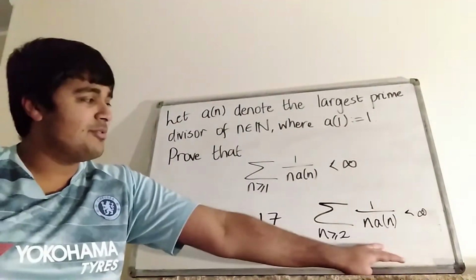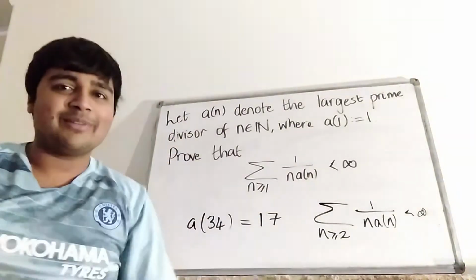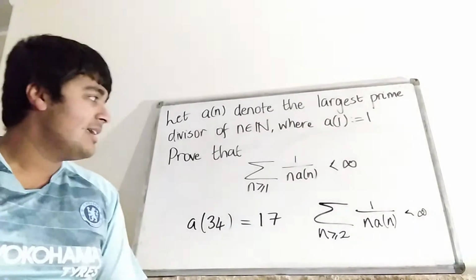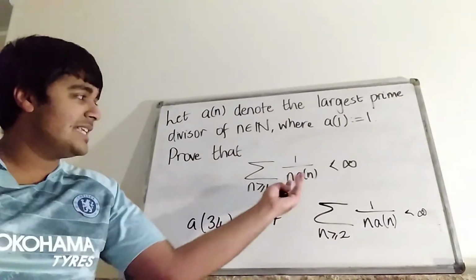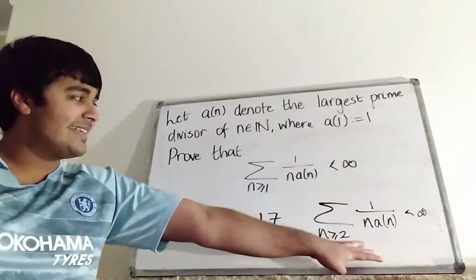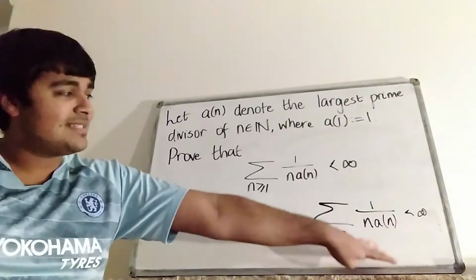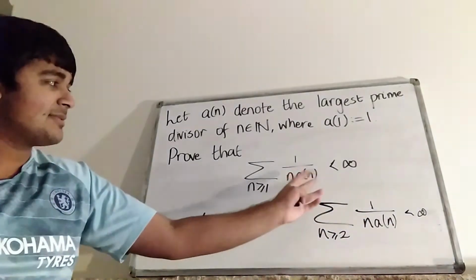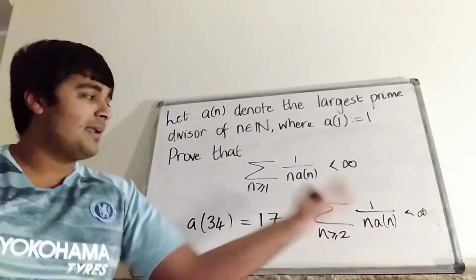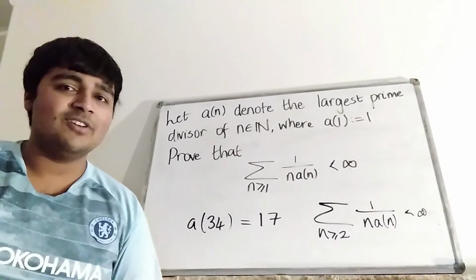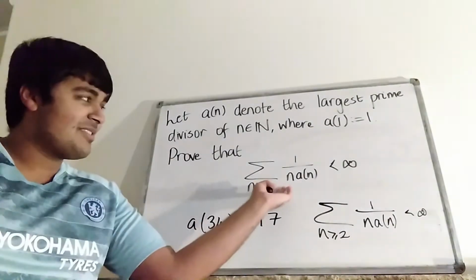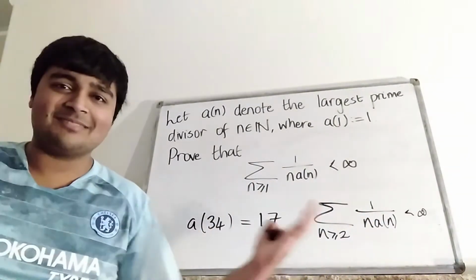The reason you might want to prove this is simply because you then don't have to worry about the small technicality of 1. And the reason these two things are equivalent is because obviously if the first converges, then the second is smaller, because it doesn't include the n equals 1 term. And if the second converges, then the first is precisely 1 plus the second, and obviously thus converges as well. Anyway, we want to prove that this thing converges, it doesn't matter which.